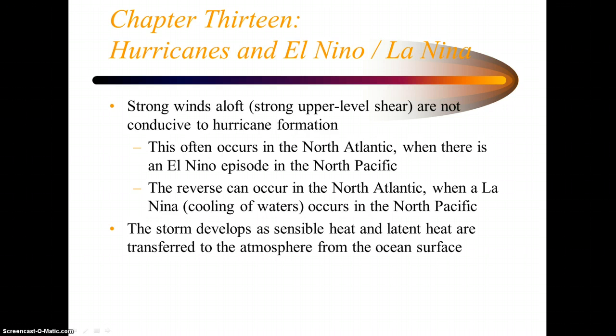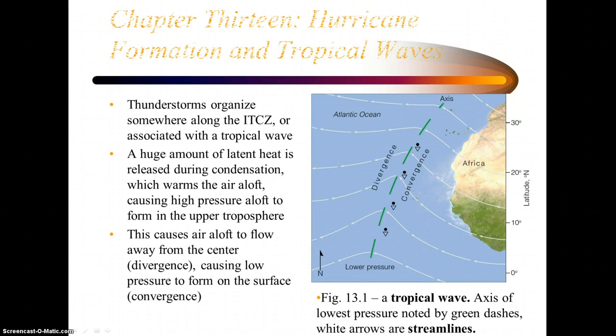A storm develops as sensible heat and latent heat are transferred to the atmosphere from the ocean surface. Once again, I'm showing you this graphic of a tropical wave, figure 13.1, because I want to show you how thunderstorms organize somewhere along the intertropical convergence zone, or they could be associated with one of these tropical waves. A lot of heat energy, latent heat that you learned about in a previous chapter, is actually released during the formation of these clouds, during condensation.